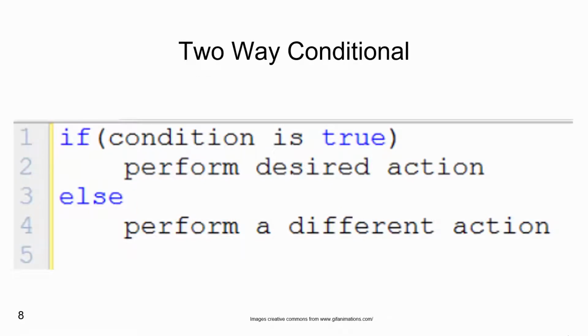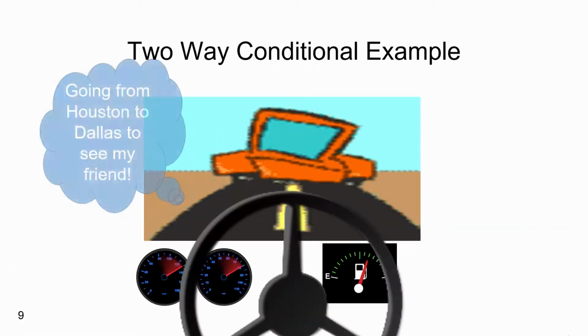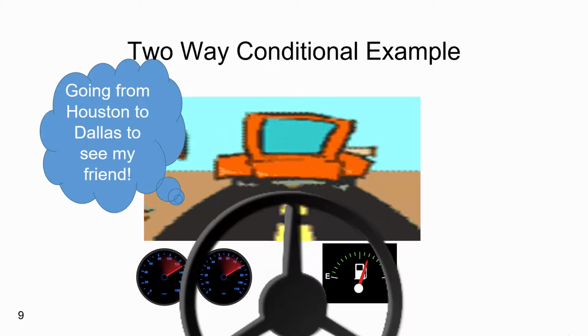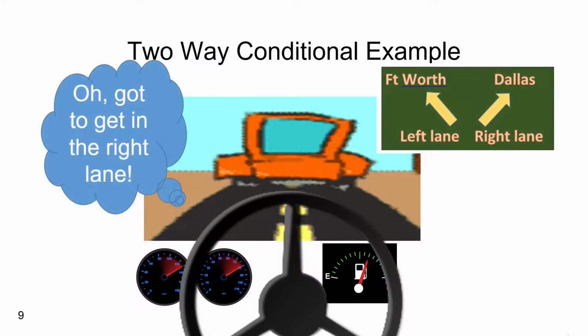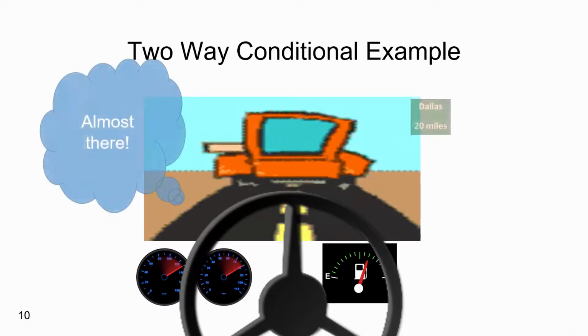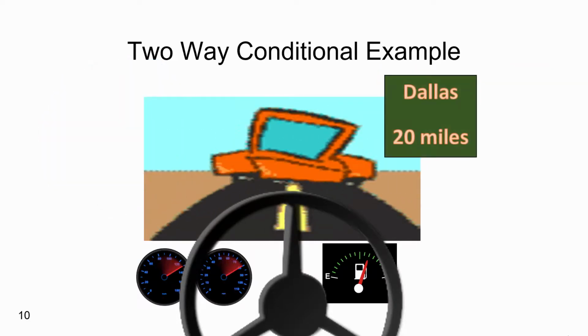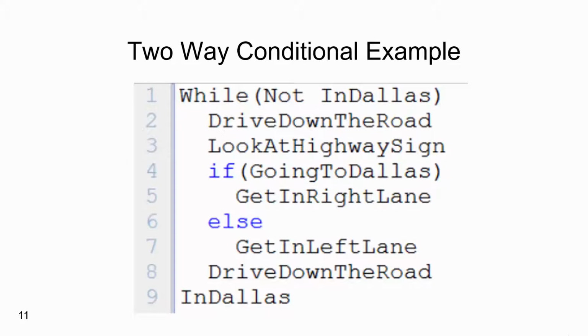The basic structure starts the same way, but has an else with a second action listed after it. For example, on your trip to Dallas from Houston, at the fork in the road, you will have to decide between going left to Fort Worth or right to Dallas. When you see the sign, you choose the right lane since you want to go to Dallas. Here is the pseudocode for this. The two-way statement spans lines 4 through 7, with the if part showing the desired condition and the appropriate action listed after it, with lines 6 and 7 showing the alternative.